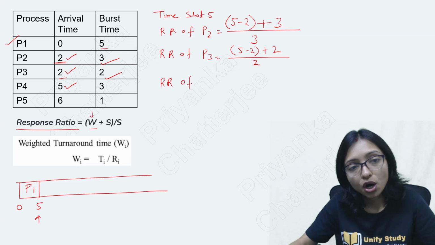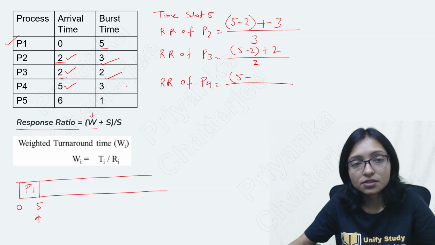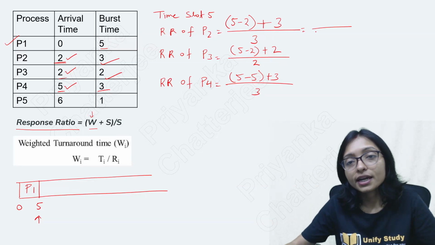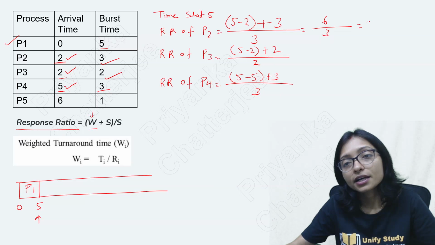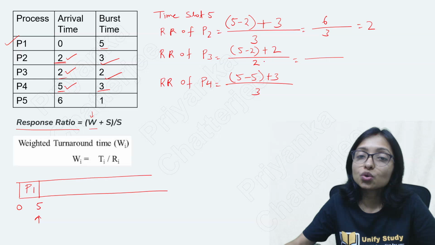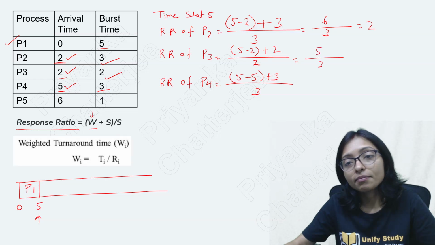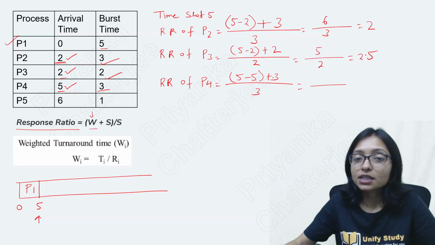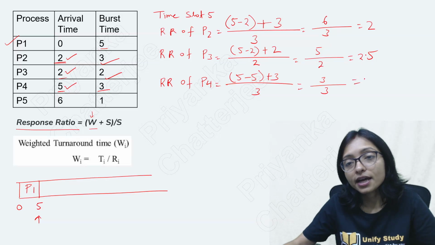Response ratio of P4 will be: time slot is 5, the arrival time is 5 here. So 5 plus burst time is 3, divided by 3. Here you are getting 5 minus 2, 3 plus 3, 6 by 3, that is 2. Here you are getting 3 plus 2 divided by 2, means 5 by 2, that is 2.5. Here you will get 5 minus 5, 0, 3 by 3, that is 1.